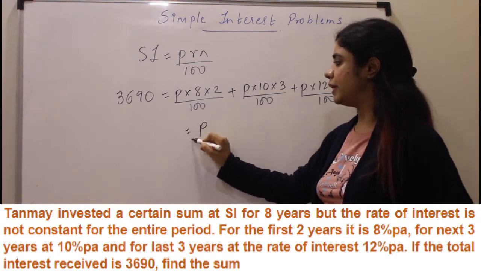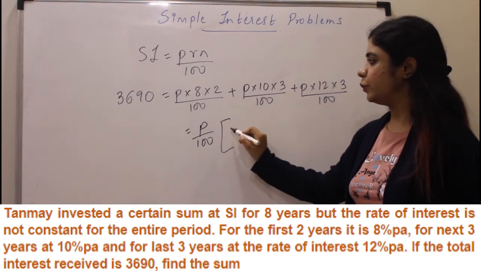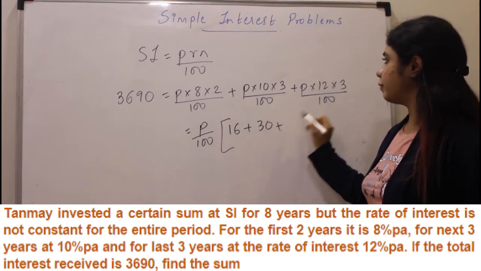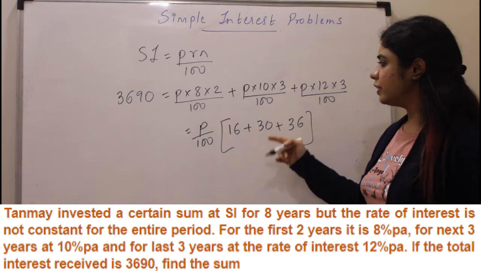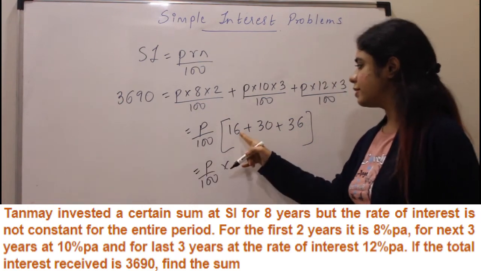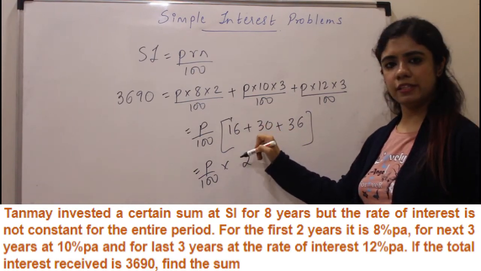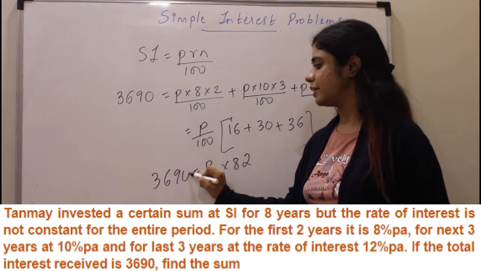I can take P upon 100 common. Correct? So I will have 8 into 2 which is 16, 10 into 3 is 30 and I'm going to have 12 into 3 which is 36. तो ये कितना हो जाएगा? This will be P upon 100 into 6 plus 6 is 12. This will be 3 plus 3 6 plus 2 is 8. That is equal to 3690.